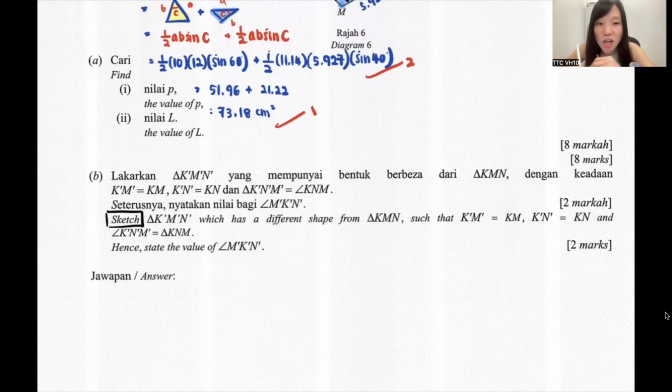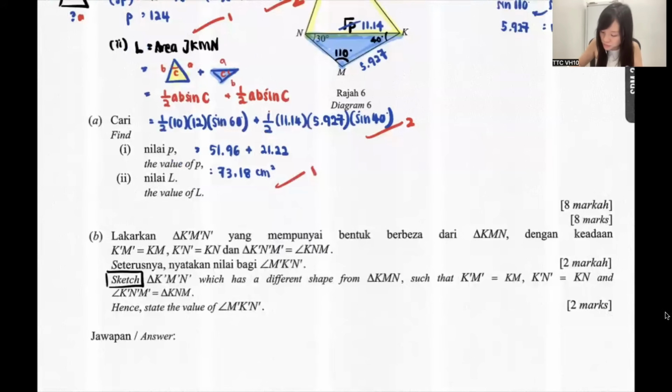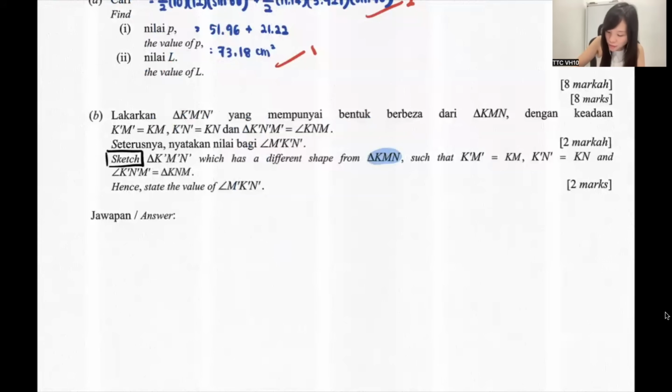So they say sketch triangle K prime, M prime, N prime, which has a different shape from KMN. Whenever I want to sketch, my dear, I normally draw the original shape out first. So which one is KMN? I look at the top. Oh, KMN is this blue one. So, my dear, just roughly draw.